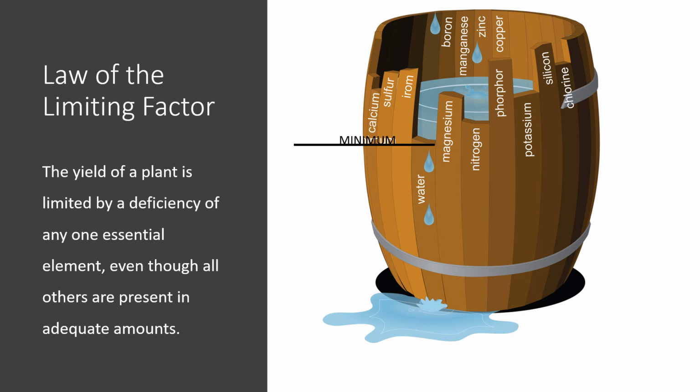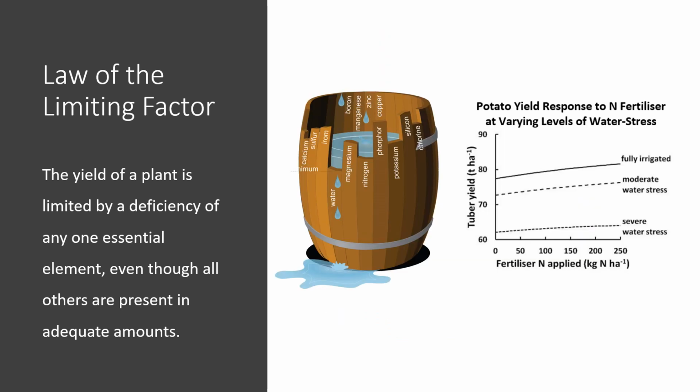The key point here in terms of crop nutrition is that the yield of a crop will be limited by a deficiency of any one essential element, even though all others are present in adequate amounts. Nutrient deficiencies in the crop can occur for a number of reasons, and adding more nutrient via fertiliser application may not fix the underlying problem.